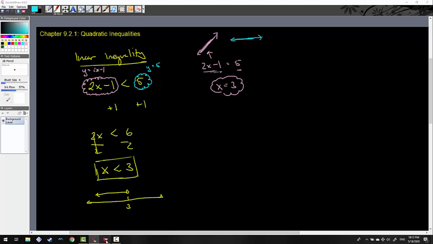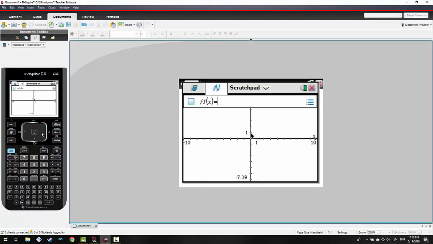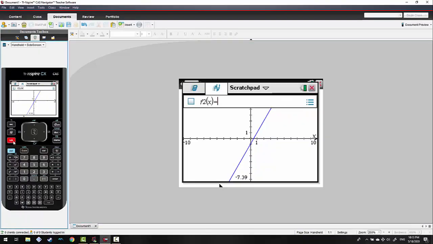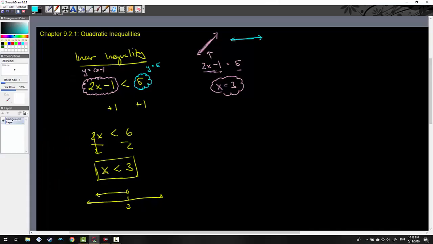So let me show it to you in this calculator here. I've got my calculator up. I have 2x minus 1, and I'll graph it. Notice the blue graph is going diagonally up, just like our interpretation. Then I'm going to set another function here, 5. And notice the red function is horizontal, exactly like we interpreted.